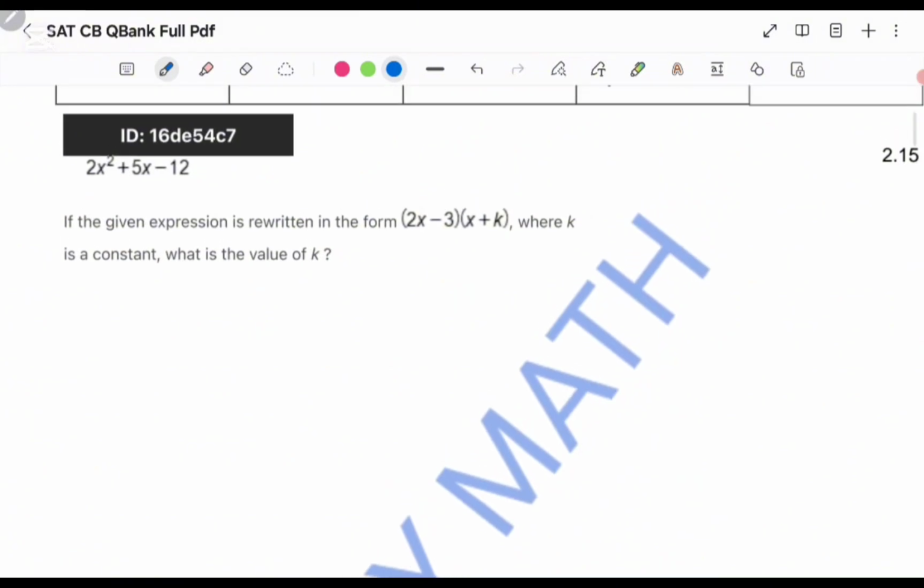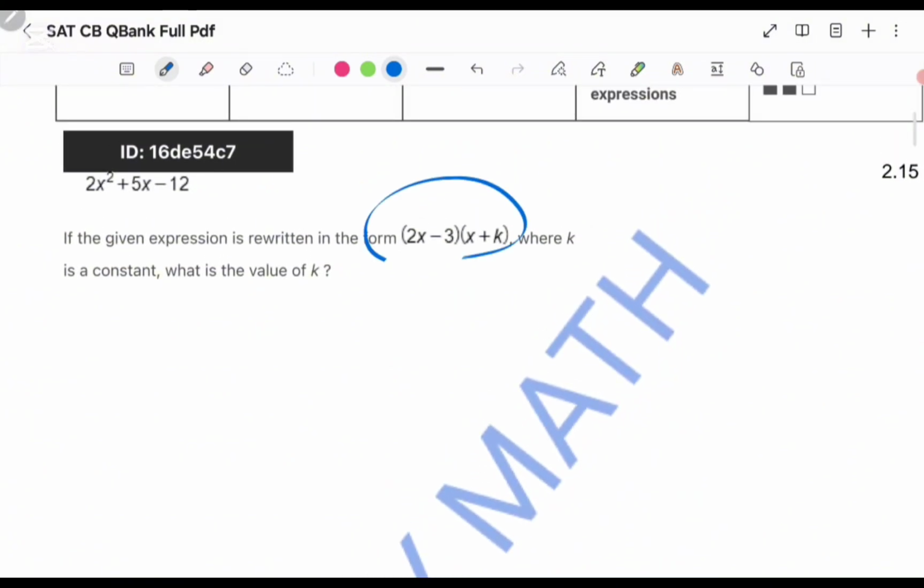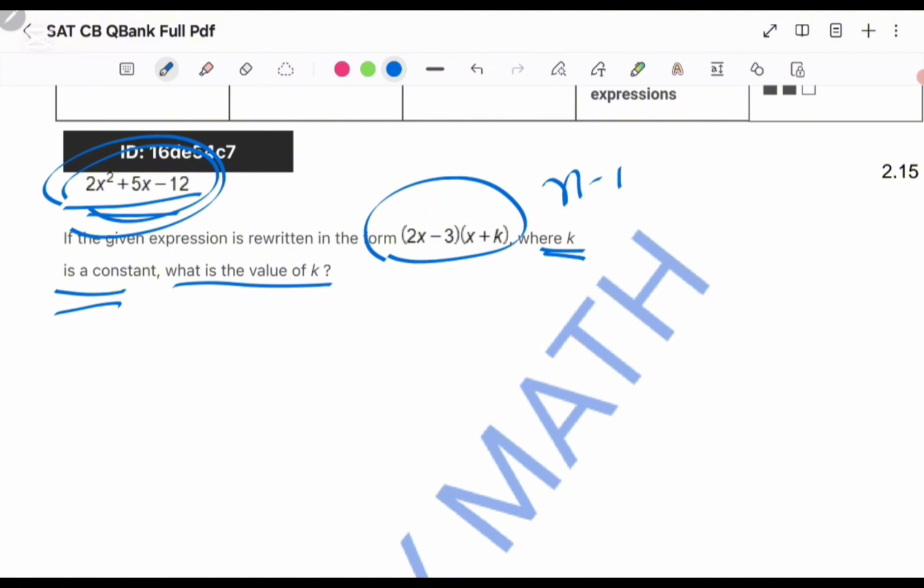Moving forward, if the given expression is rewritten from this, where k is a constant, what is the value of k? So as you can see in here, this is the standard form, and this is the x-intercept form. All right, so this is the standard form, and this is the x-intercept form, and he's asking me to tell him what is the value of k. I need my x-intercepts for that.